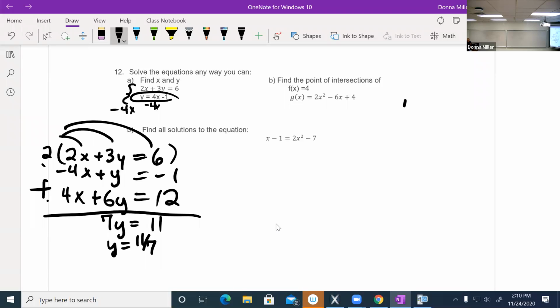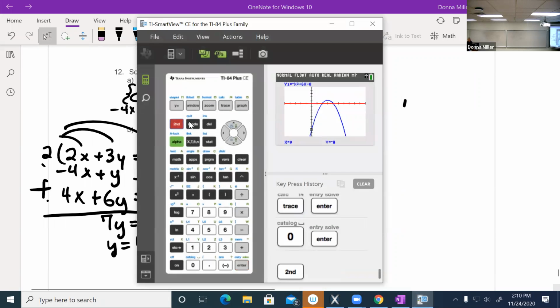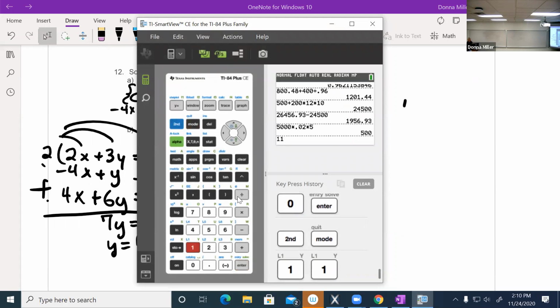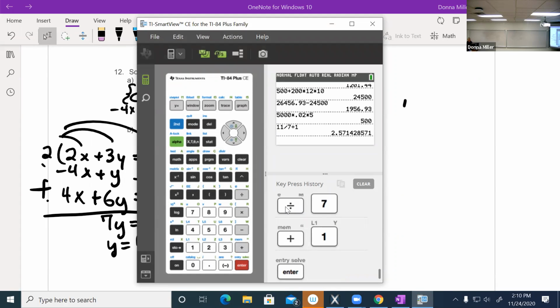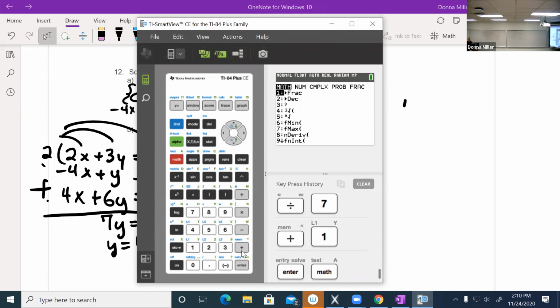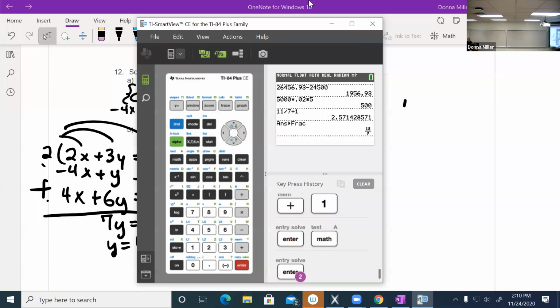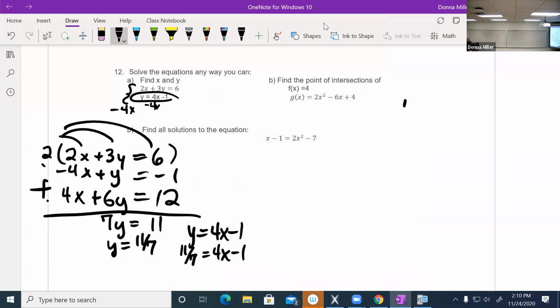So I'm going to plug it back into one of the equations. So if y equals 4x minus 1, y is 11 over 7. So I'm going to plug that in. I'm going to add 1. I'm going to use my calculator. 11 over 7 plus 1. I just hit math frac. I get 18 over 7.